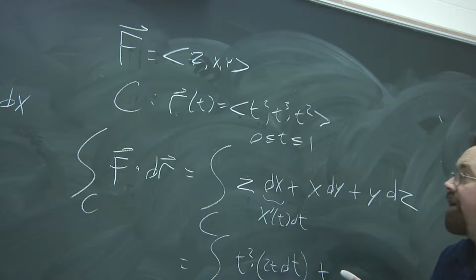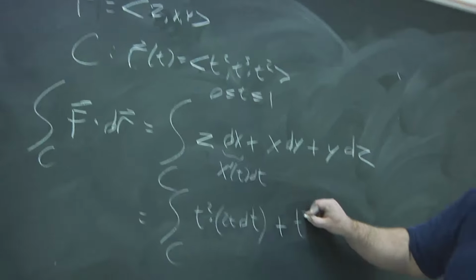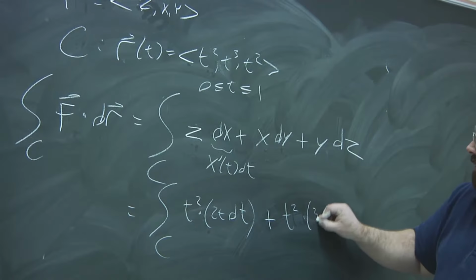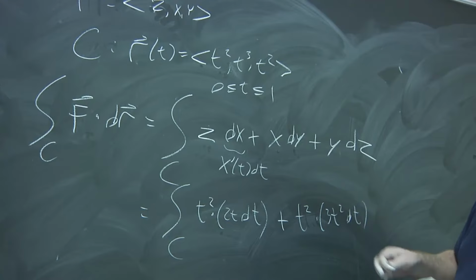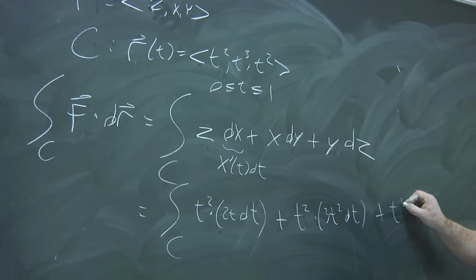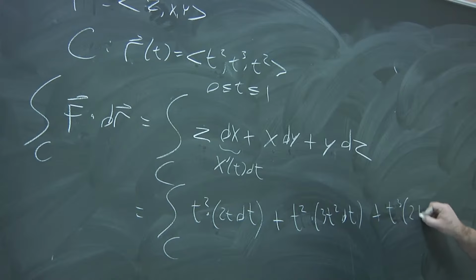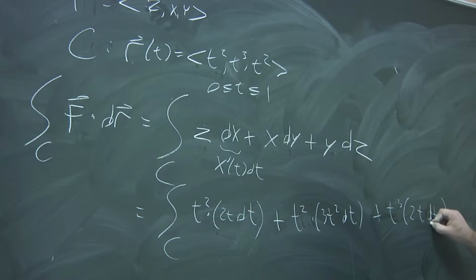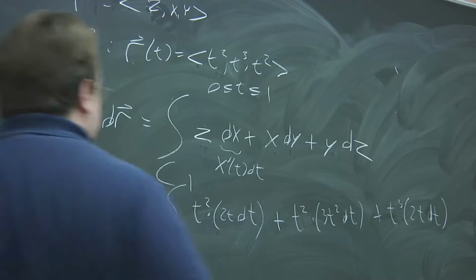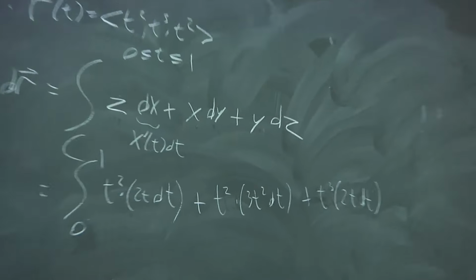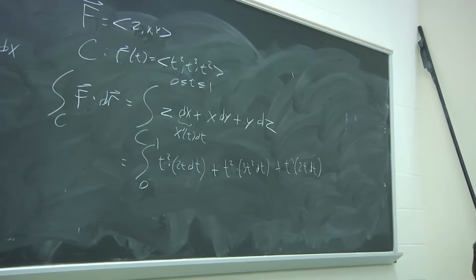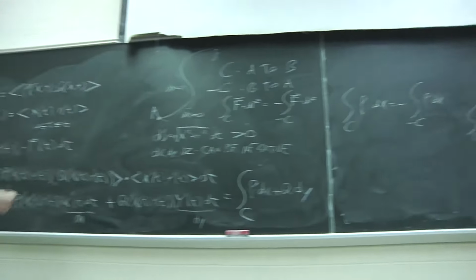And then we'll fill in x, that's t squared again, times dy. Well, y is t cubed, so we're going to have 3t squared dt. Plus y, which is t cubed, dz, so that's going to be 2t dt. And so this will be the integral from 0 to 1, since that's the range of our parameter values. Then you can just multiply all this out and you get a single integral with respect to t.